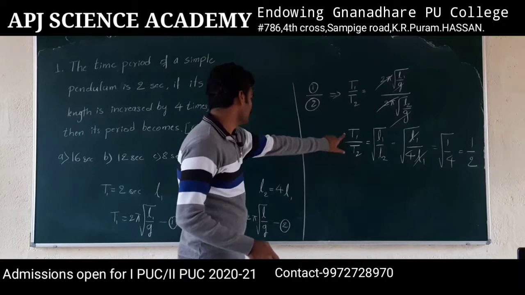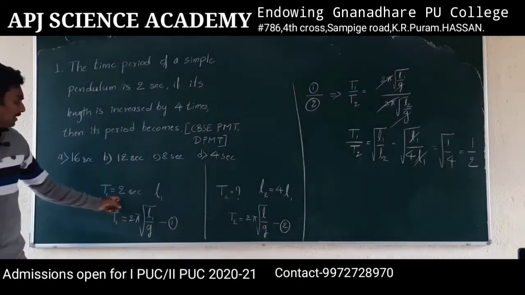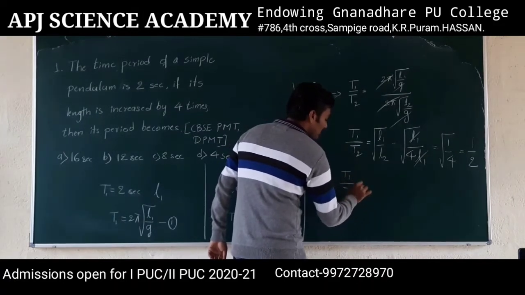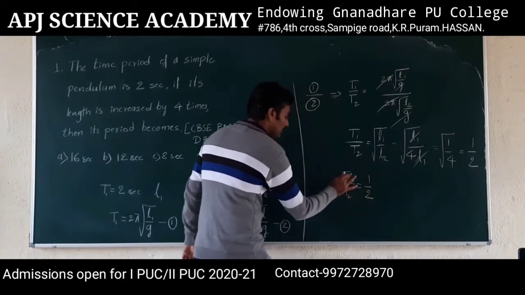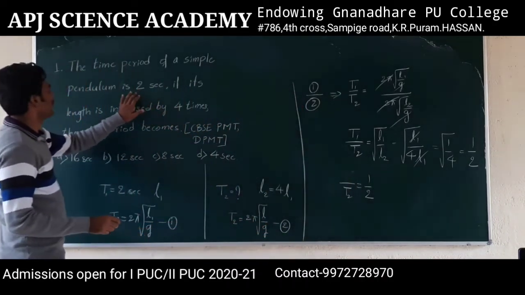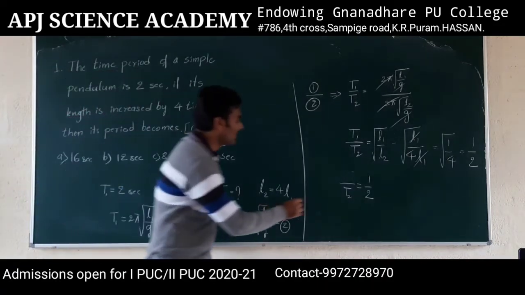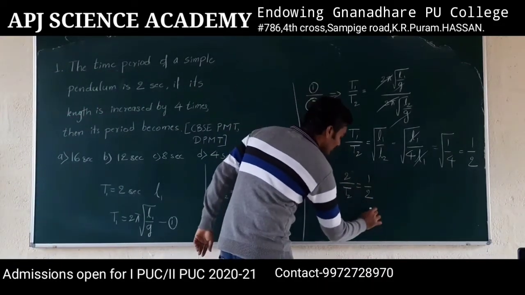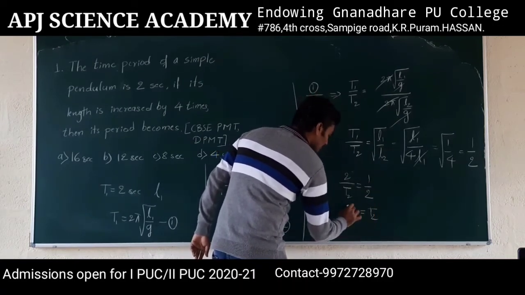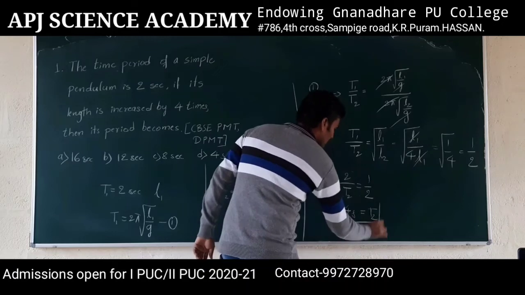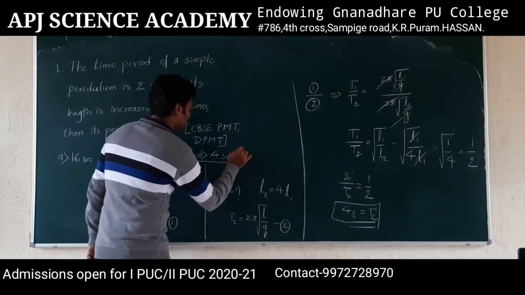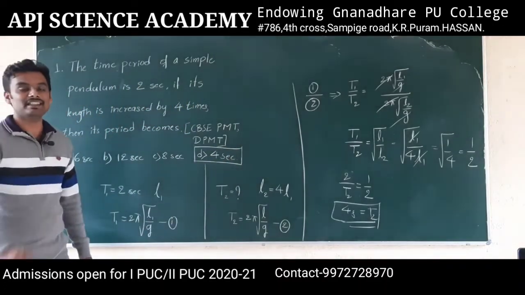What I need is T2. I have the value of T1 given as 2 seconds. So, T1 by T2 is equal to 1 by 2, and T1 is 2 seconds. T2 goes here, cross multiplication, 2 comes here. So, T2 is equal to 4 seconds. That's it. So, which is the right option? 4 seconds. Option D is the right answer.